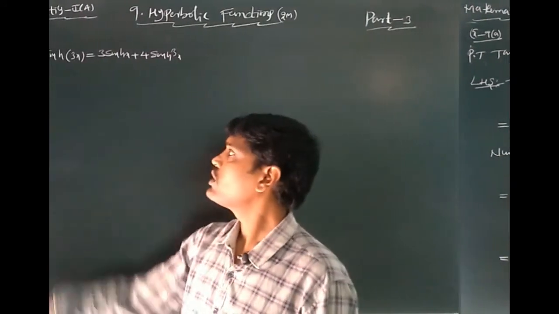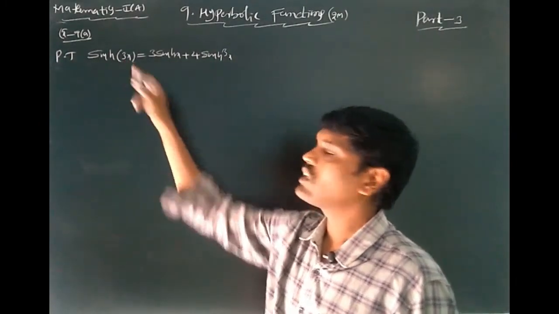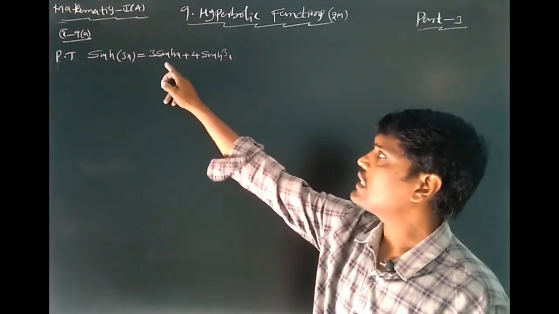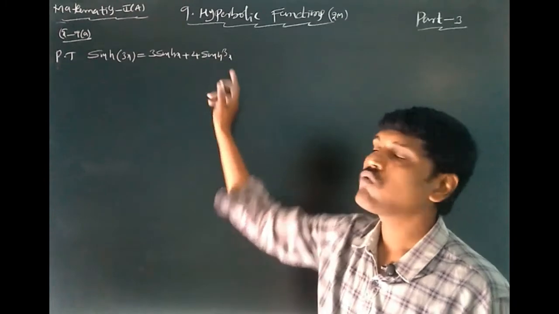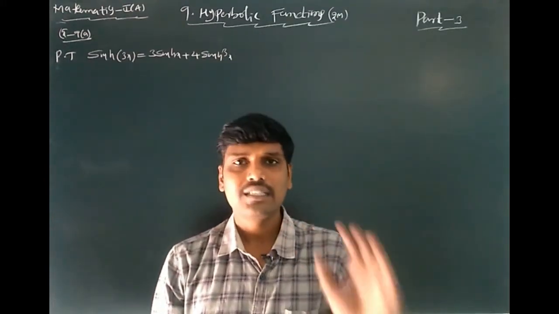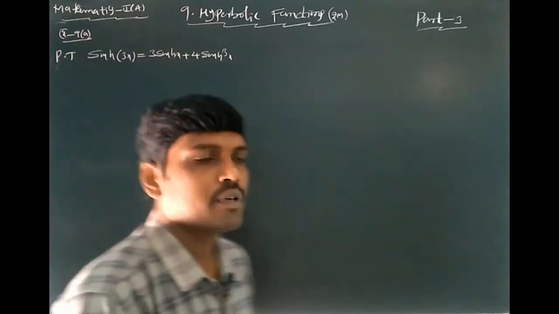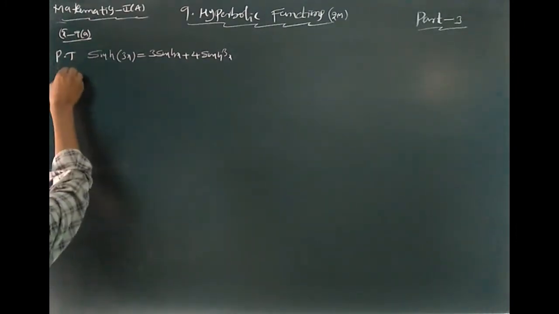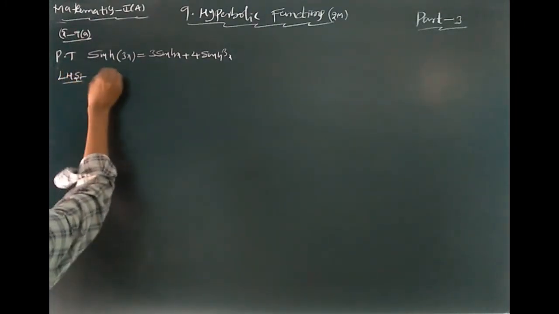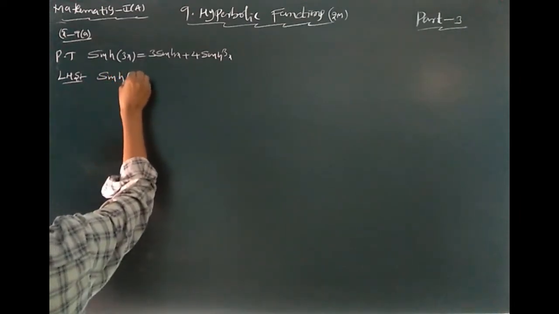Next, prove that sinh of 3x is equal to 3 sinh x plus 4 sinh cube x. This is also a formula. You can prove this formula. First of all, we have to take the LHS part. What is the LHS part? The LHS part is sinh of 3x.